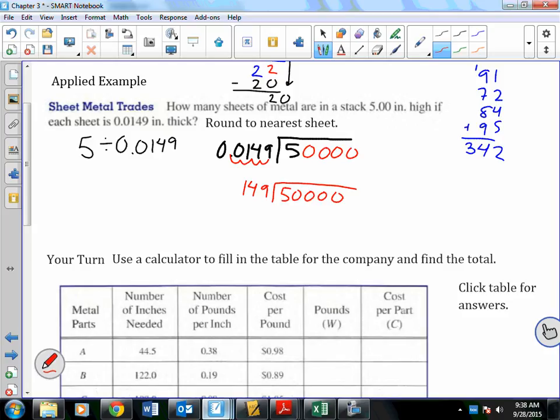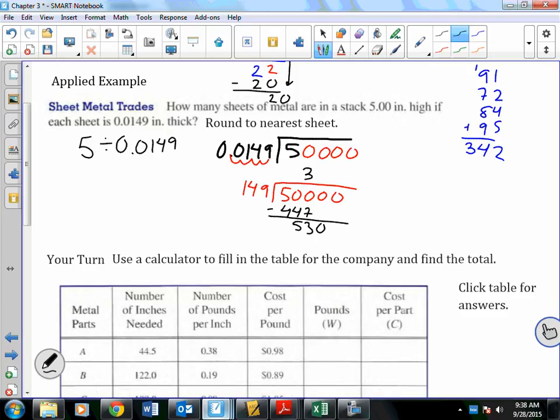So then I say, how many times does 149 go into 500? So it goes in there 3 times. 150 times 3 gives me 450, and I'm 3 less than that, so this is actually going to be 447. I subtract that off. 500 minus 447 is 53.